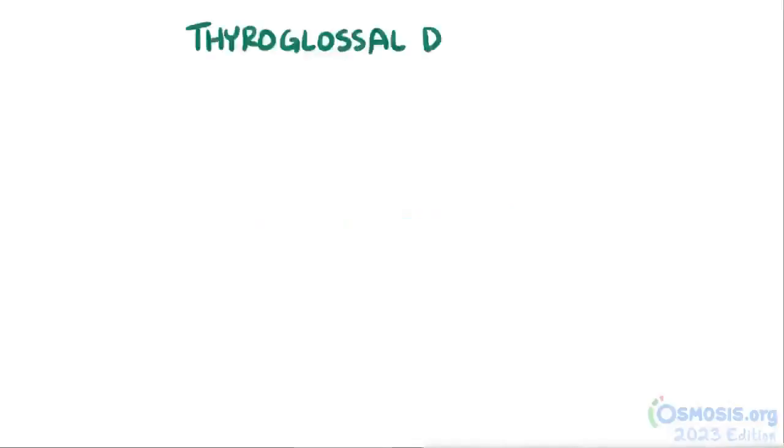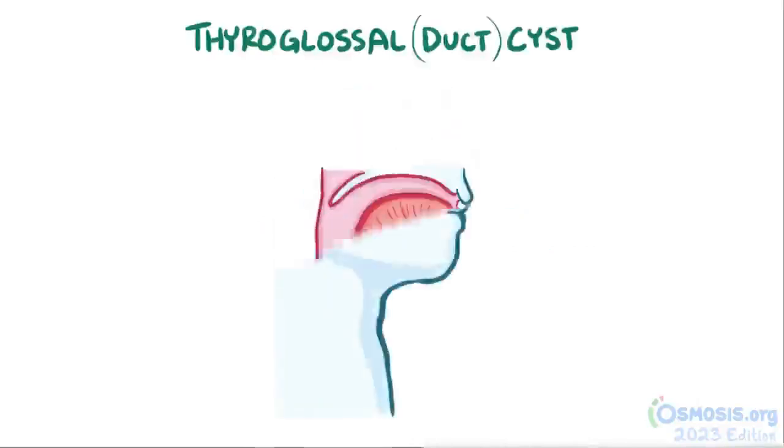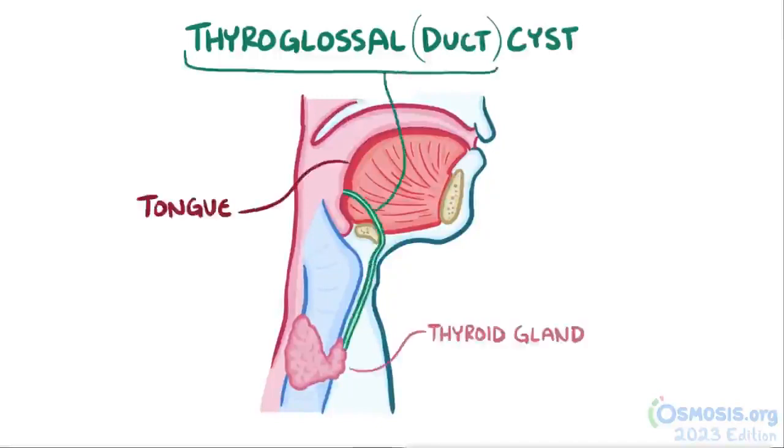A thyroglossal duct cyst, sometimes just called the thyroglossal cyst, is a congenital disorder where the thyroglossal duct, which is a tiny canal connecting the thyroid gland with the tongue during fetal development, grows in size and fills up with mucus, which forms a cyst.